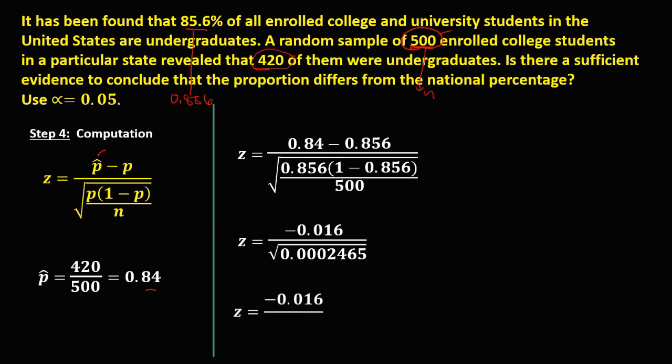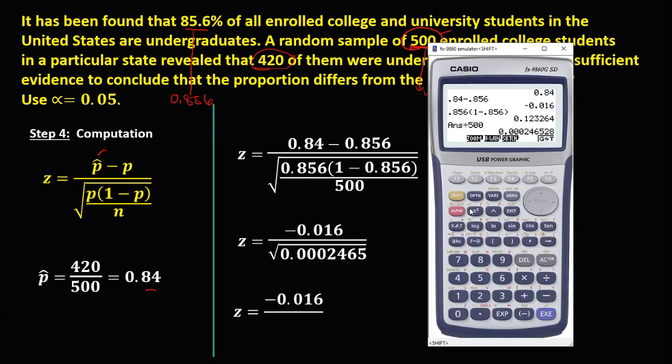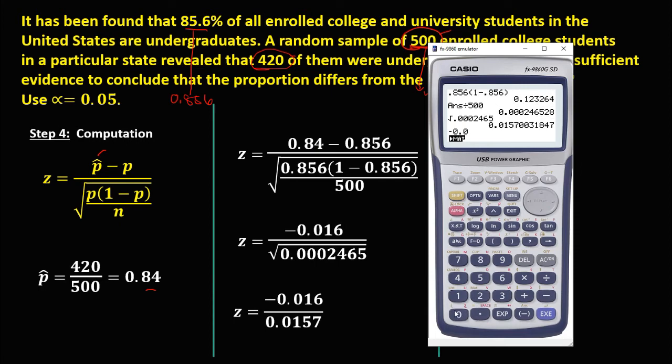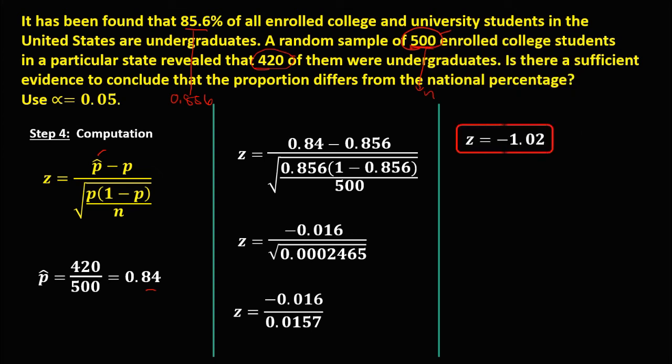Then simplify, so the square root of 0.0002465 is 0.0157. To solve now for z, negative 0.016 divided by 0.0157. So z is negative 1.02. This is now the value of z, negative 1.02.